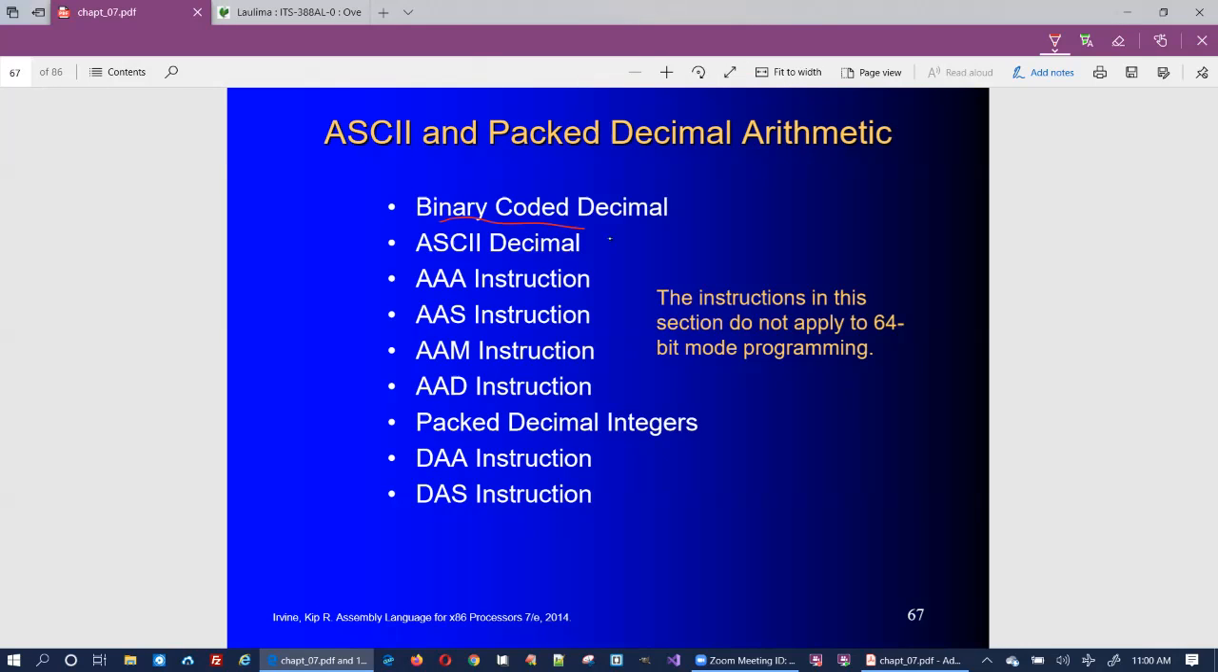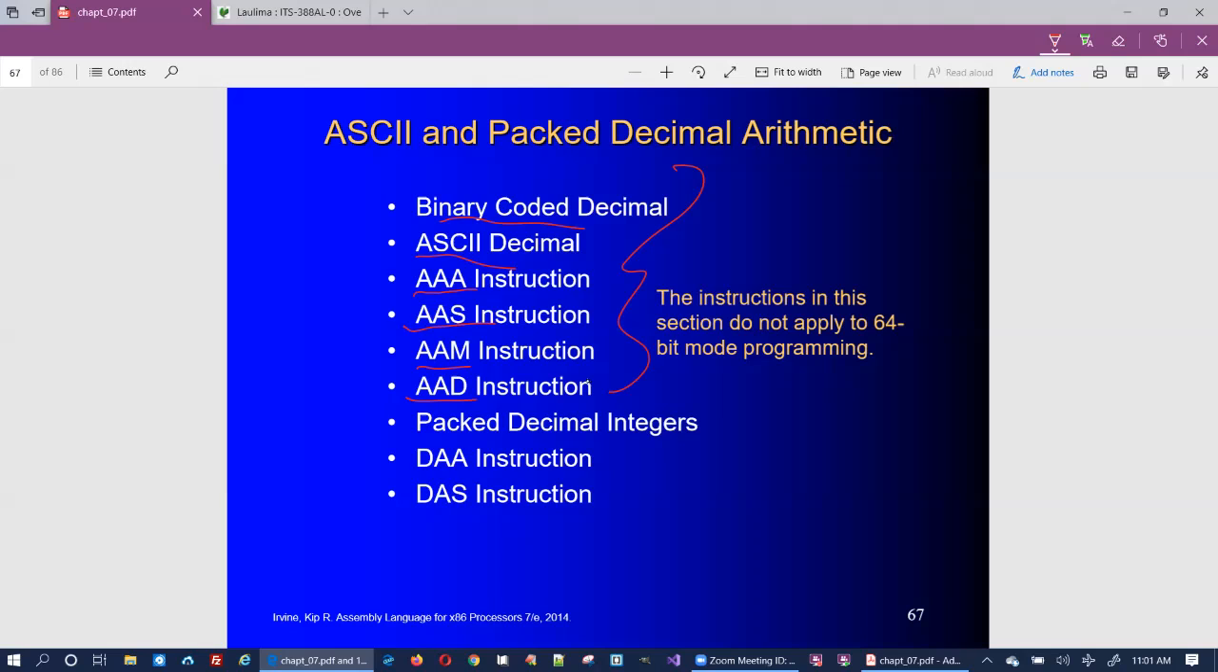For ASCII decimal, there's adjust ASCII addition, adjust ASCII subtraction, adjust ASCII multiplication, and adjust ASCII division. For these, 1 digit occupies 1 byte. So if we have a 5-digit number, that's 5 bytes. And we're only using the lower nibble, the lower 4 bits, and it's going to be 0 through 9. And then there's no A.